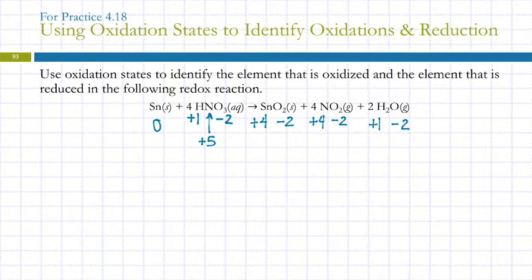Okay. So to identify what's being oxidized and what's being reduced, there has to be one of each. We're going to look at each element and see how their oxidation state changes from where they are as a reactant to a product. So let's just start with the first one. Here's tin going from 0 to plus 4. Is that oxidation or reduction? That's oxidation. The oxidation state is going up. So that's oxidation.